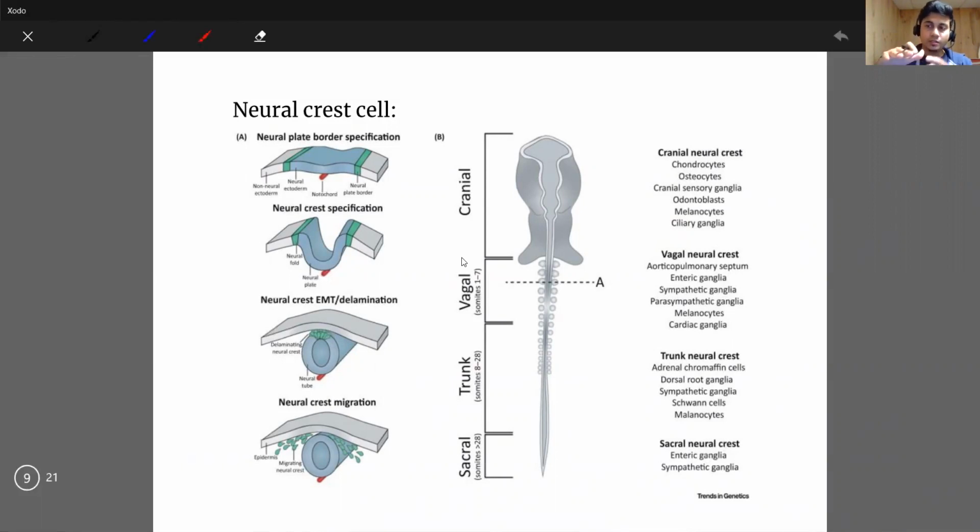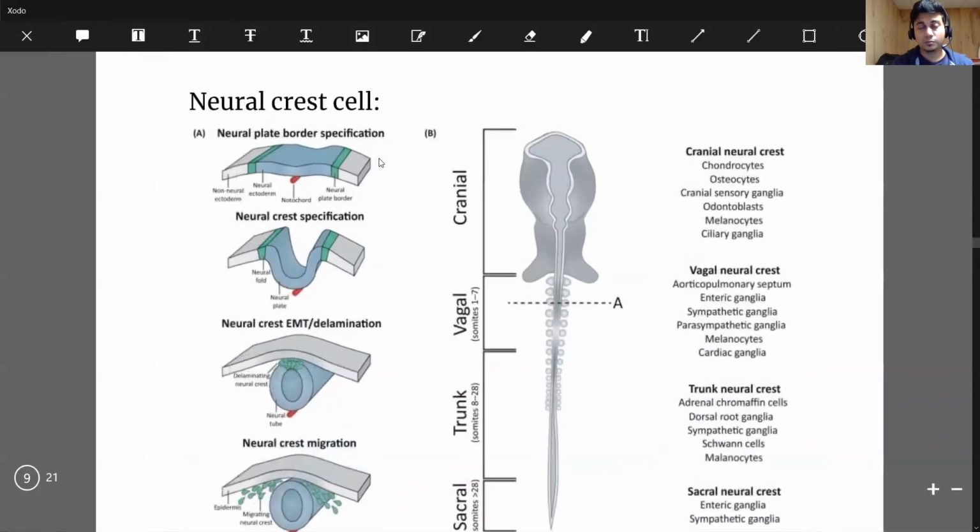What happens is that the area of the ectoderm that is just above that tube, let's say this is the notochord, and the area of the ectoderm just above the notochord converts into something called neural ectoderm. Now, this neural ectoderm, there's a folding there. Let's say this is the neural ectoderm. There's a folding like this. And eventually this folding converts into a tube that is called the neural tube.